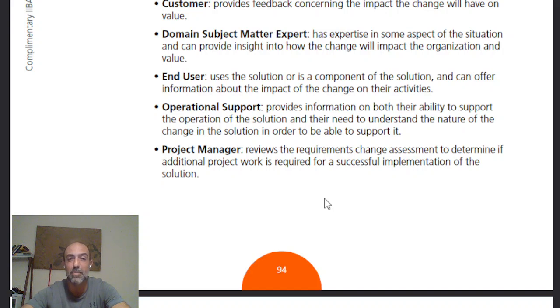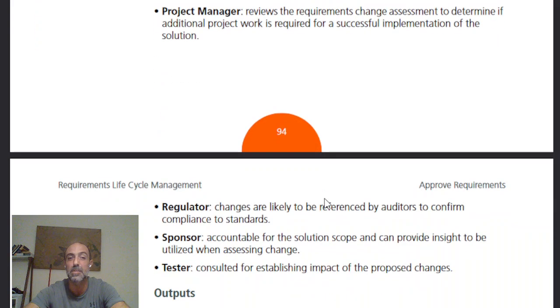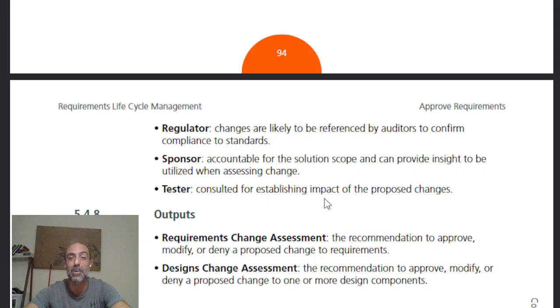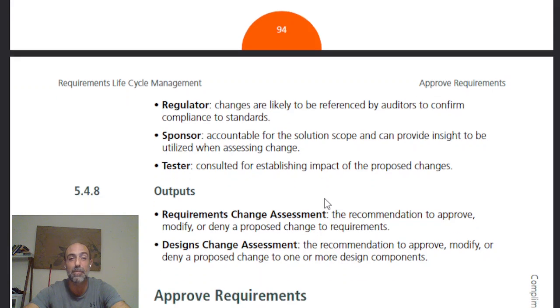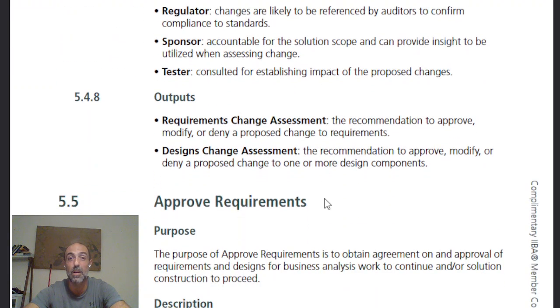And project manager reviews the requirements change assessments. Regulator changes are likely to be referenced by auditors to confirm compliance standards. The sponsor is accountable for the solution scope and can provide insight to be utilized when assessing change. And a tester is consulted for establishing impact of the proposed changes. Testers seem to be the people that save us a whole lot of trouble, right? Because they're the ones that go like, let's see if it blows up.